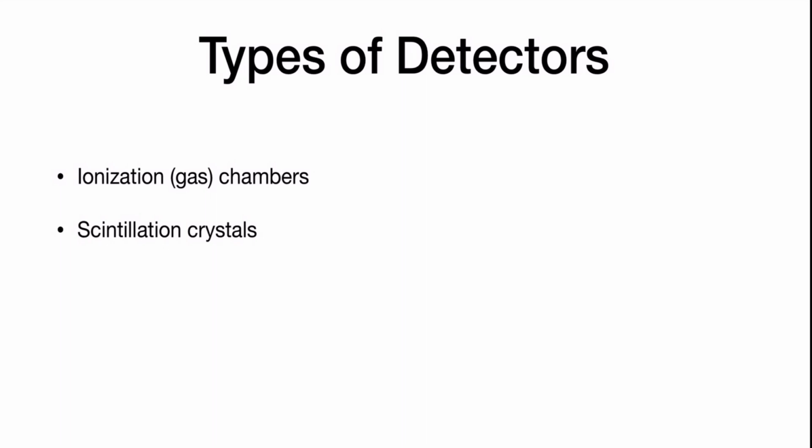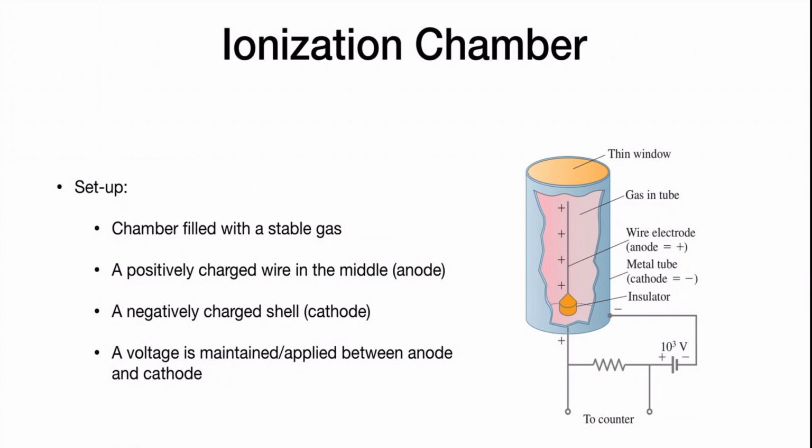Okay, then let's look at how ionization chambers work. So the setup is as follows. You have a chamber, which here is signified by this shell. The chamber is filled with a stable gas. Again, this means our gas is neutral as far as charge is concerned. And inside of this gas chamber there is a positively charged wire. This positively charged wire will serve as an anode, and this outer shell serves as a cathode. That is negatively charged.